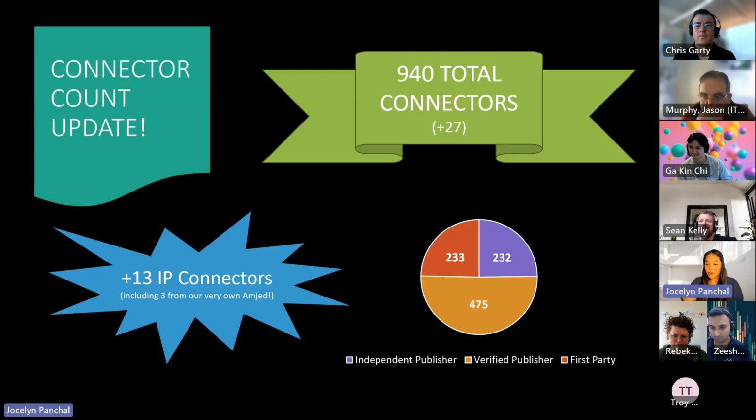Since the last time we spoke a month ago, on I believe January 11th, we have added 27 new connectors into our total ecosystem. So again, this spans Power Apps, Power Automate, and Azure Logic Apps. 13 of which are from community contributions of independent publishers. We now have almost the same quantity of independent publisher connectors as we do first-party connectors, which is really incredible. That just shows how involved the community is. We are at 232 IP, 233 first-party, and 475 from verified publishers. So those are those core API owners.